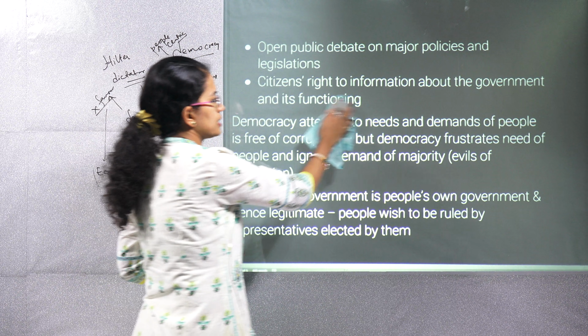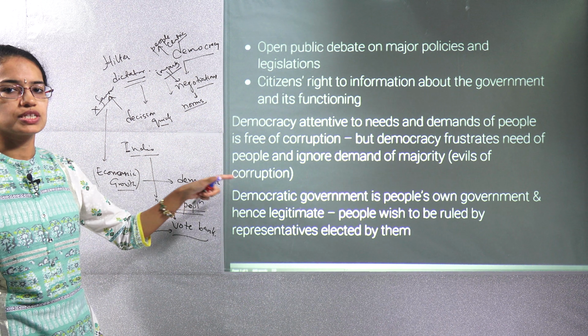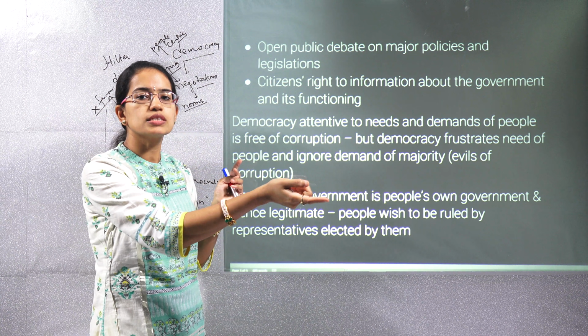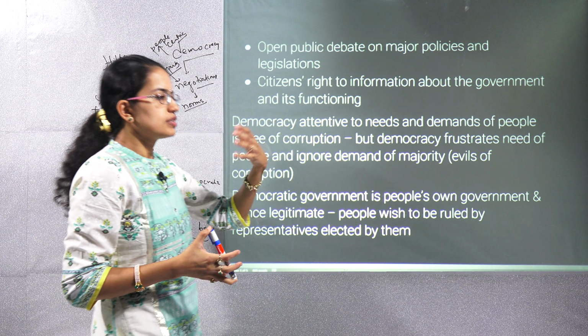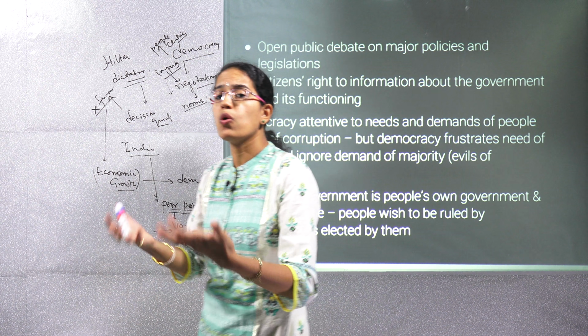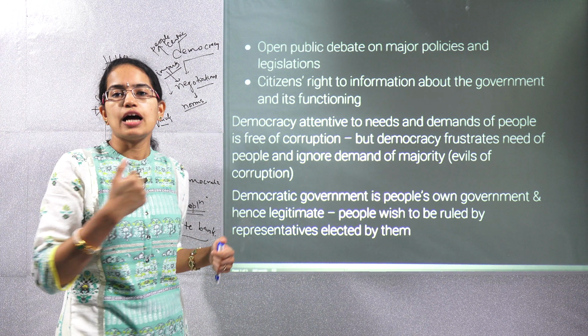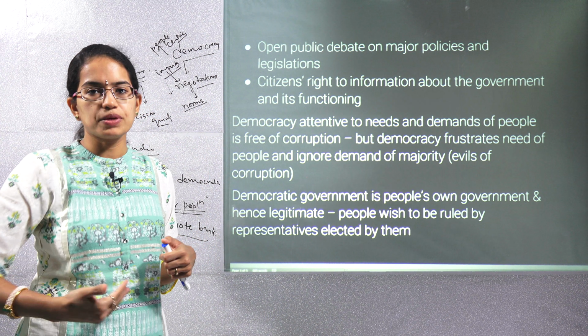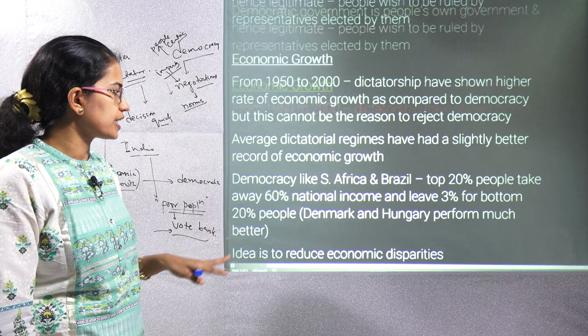Again, democracy needs to be free from corruption. Being free from corruption is again a step towards better transparency in the system. And when you have people working as part of the government, it becomes more legitimate, you are more answerable, and people are willing to be ruled by people from among themselves. So that's the best point of a democratic government.